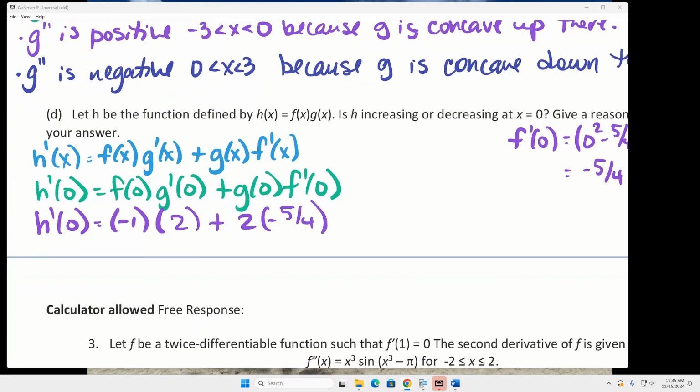Now remember, it's not asking us what h prime of 0 equals. It's just asking us if h is increasing or decreasing. So really, all we need to know is if h prime of 0 is positive or negative. And so I know that's going to be a negative plus a negative, which is going to be a negative.